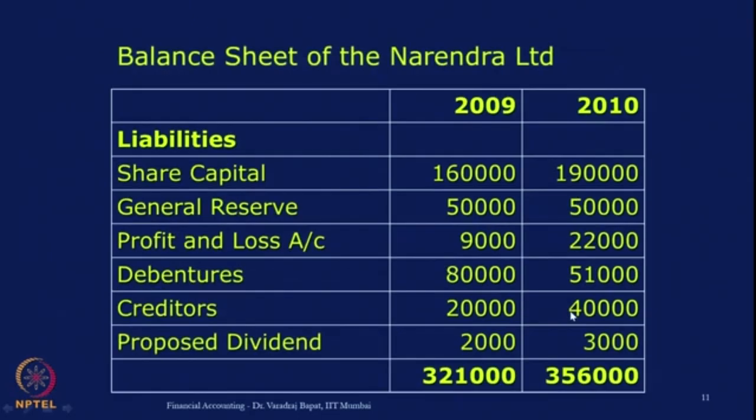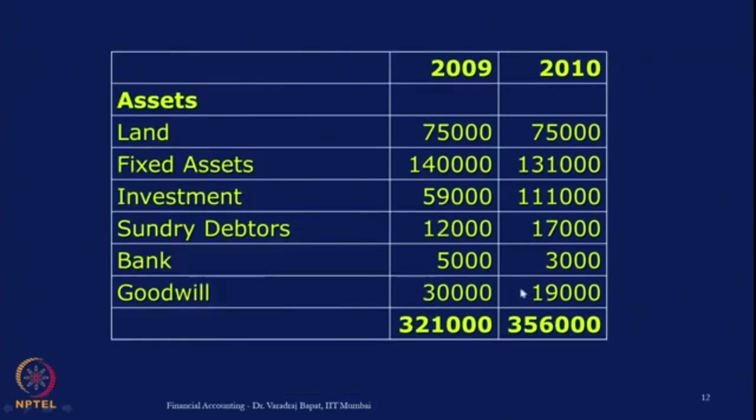I hope you understood the liability items. We are going to see the answer also, but better you note it and we will solve it together. Now, we will go to assets. In assets, the first item is land. For land, there is no change, so dash.